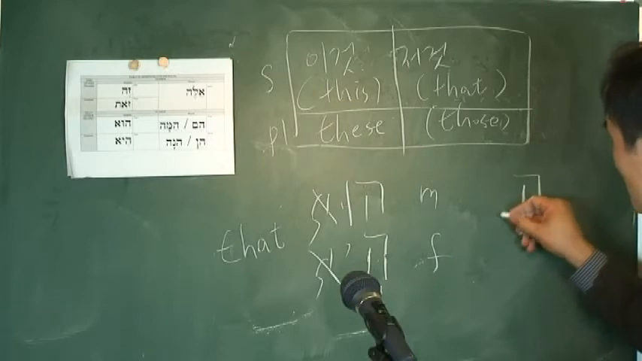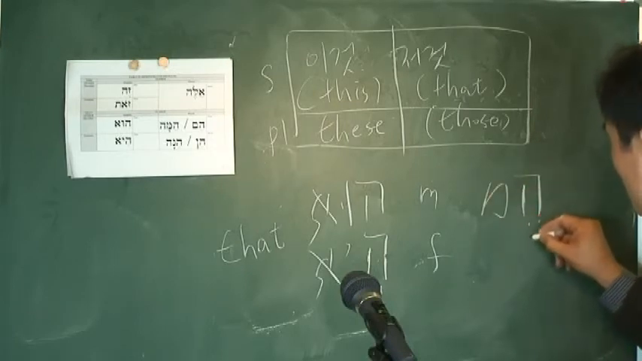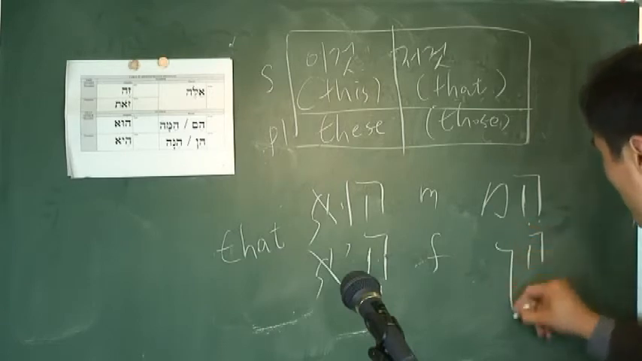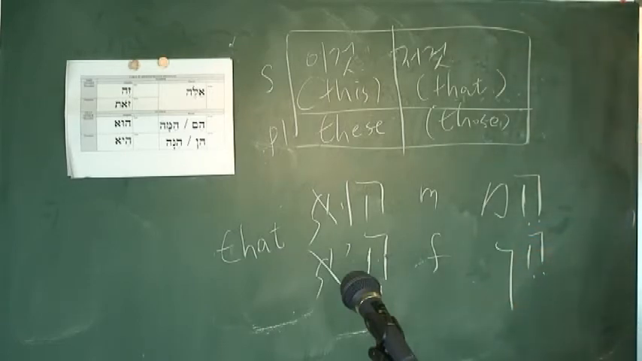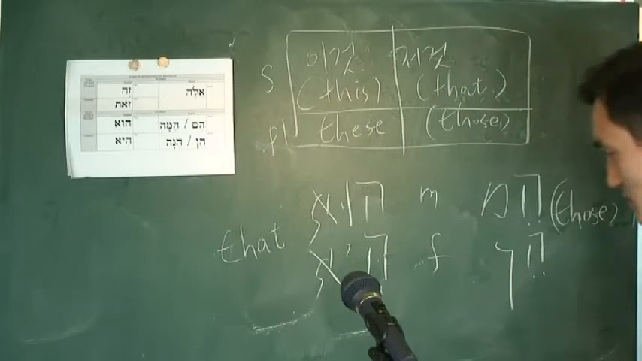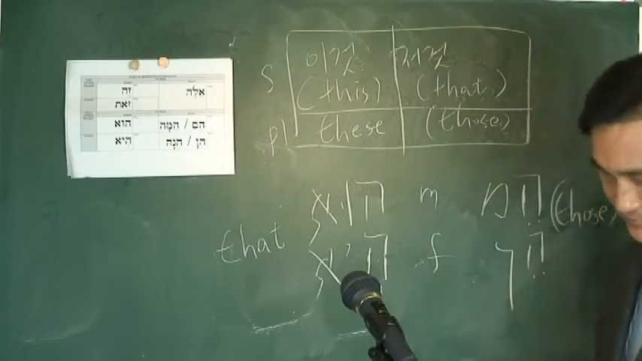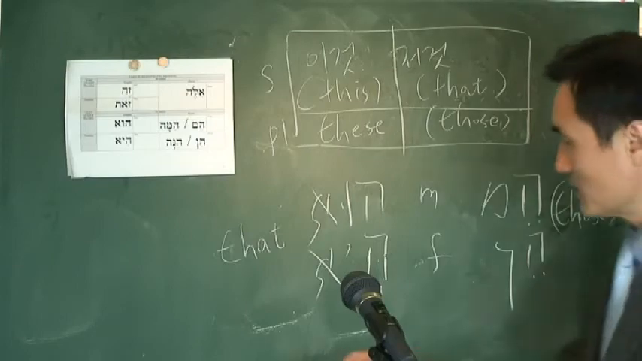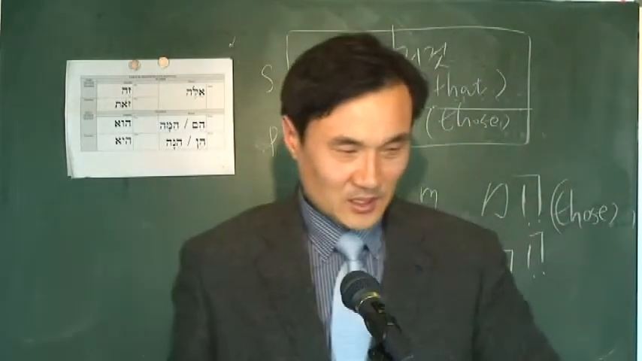Next, the plural forms of that. The masculine is hem, and the feminine is hen. This means those. The plural forms are the same as the third person independent personal pronoun. Therefore, we must be careful when identifying them.